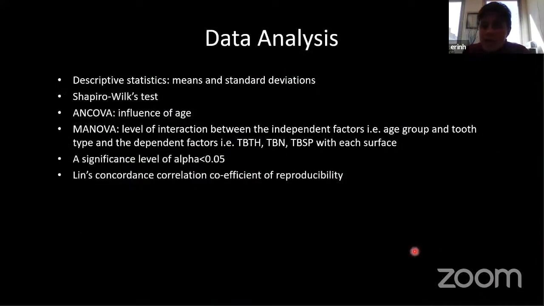In terms of overall statistics, we did a series of descriptive statistics. We then ran an ANCOVA, and this was done primarily to see if there was any age influence. We then took it a step further and ran a MANOVA test. The purpose of this was to assess the level of interaction between the independent factors, which in this instance would be age or tooth group, and the dependent factors, which were our trabecular thickness, number, and spacing. Significance was taken at P less than or equal to 0.05.